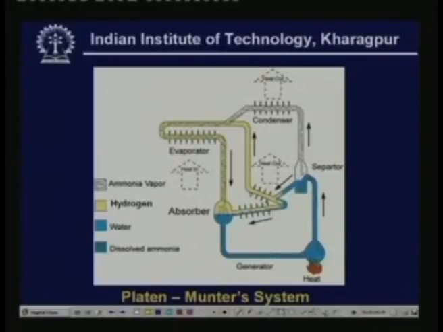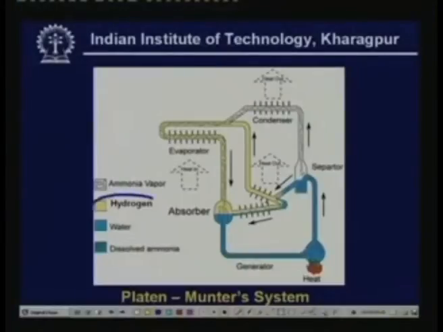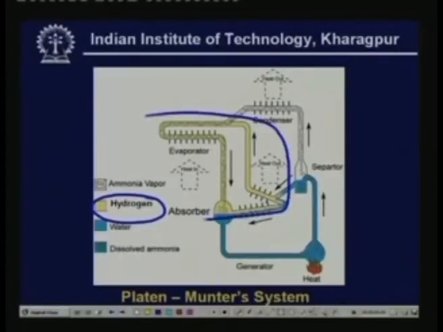If the total pressure remains constant, how do you get refrigeration in the evaporator? So this is done by introducing a third gas, hydrogen. This third gas is inert. So when you introduce that into the system, it does not react with any of the absorbent or refrigerant. So this third gas is confined to the low pressure part of the circuit. That means it is confined to the evaporator and absorber.